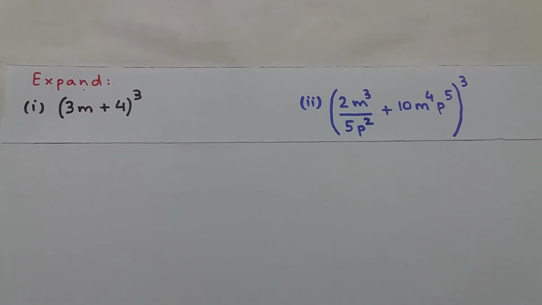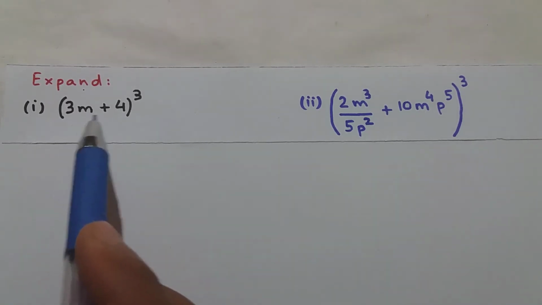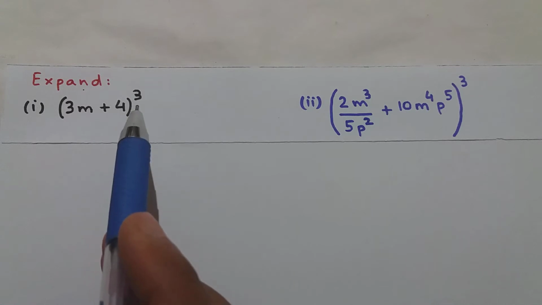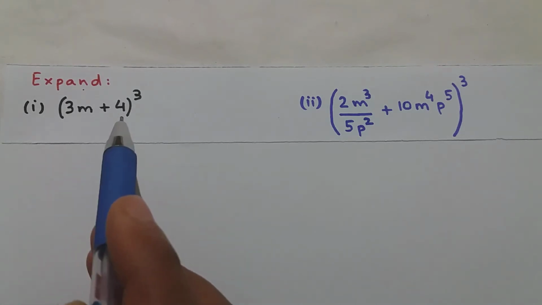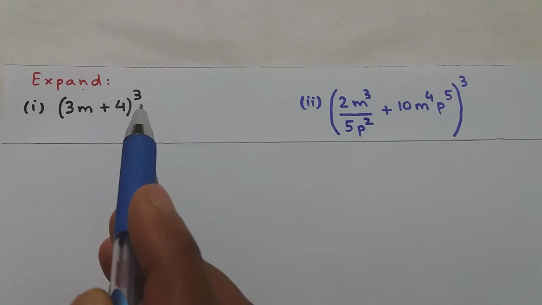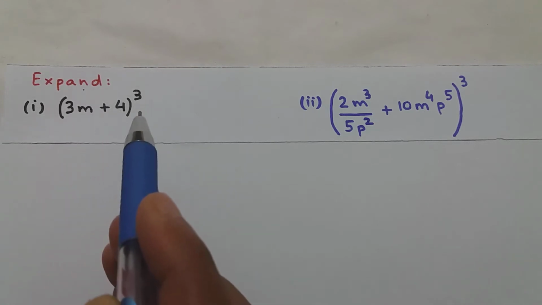Welcome. Here I am going to solve these two questions. So first let us start with question number 1. Question number 1 says expand 3m plus 4 whole cube. So in question number 1 I have to expand the expression 3m plus 4 whole cube. So let us start solving question number 1.